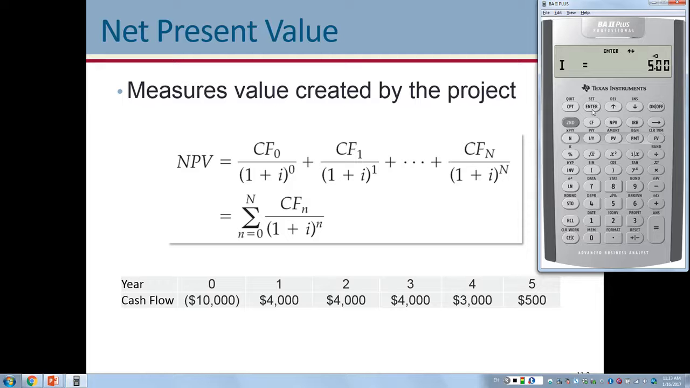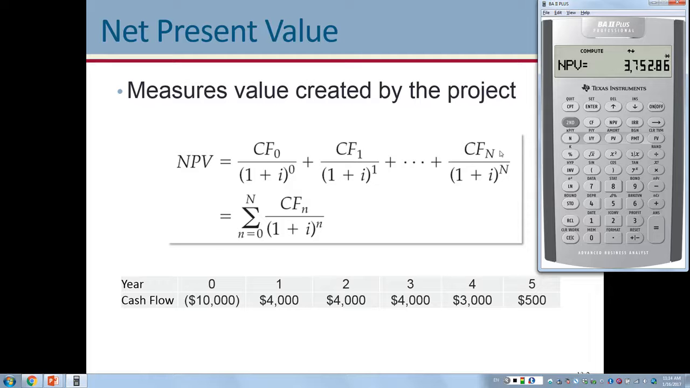So just make sure 5% is entered and we go down. There you go, NPV, right? We hit compute and we get 3752.86. What the calculator is doing is following this formula that is here.